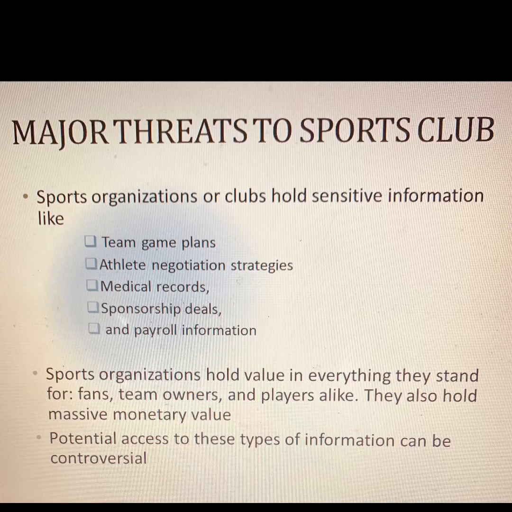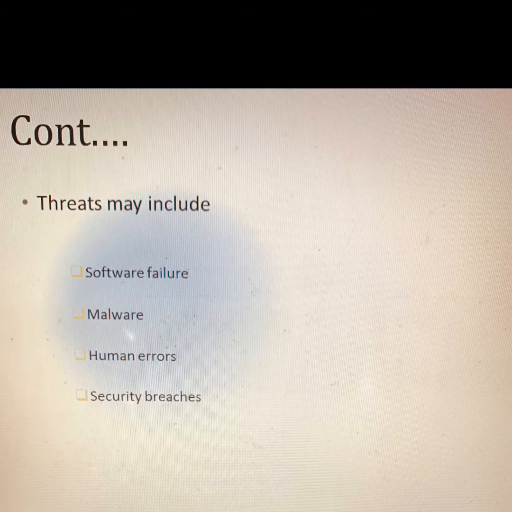Manchester City recently lost a lot of sensitive information to the general public, and because of that, this information that was lost has become a controversial issue in the world of football, and they have been suspended from playing in Europe, and further consequences will be coming up. These are the major threats that companies are also facing in any other industry. Some of the threats include software failure, malware, human errors, and security breaches. Therefore, the question arises: how can this information, which is so sensitive to companies and industries, be addressed? So here are some examples which can be used to solve some of these issues.